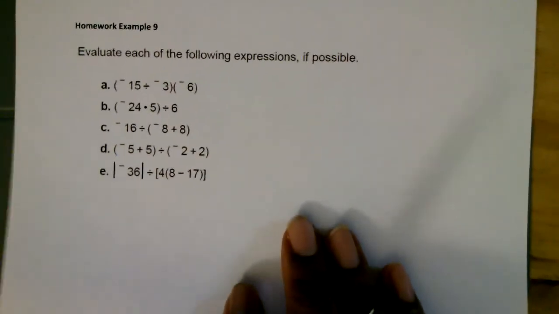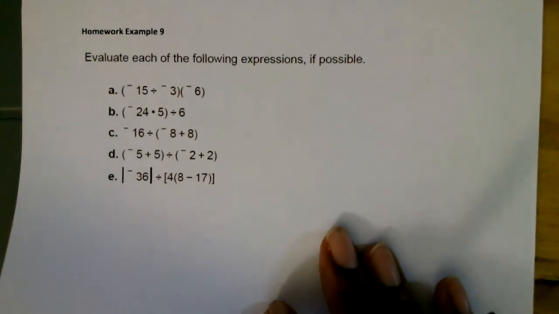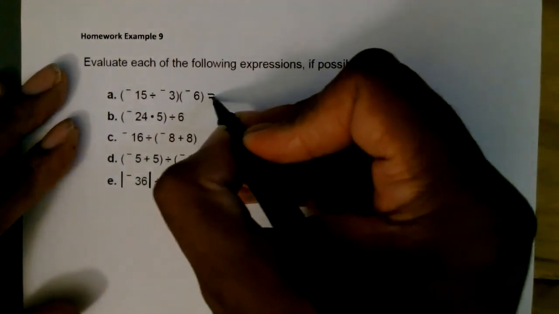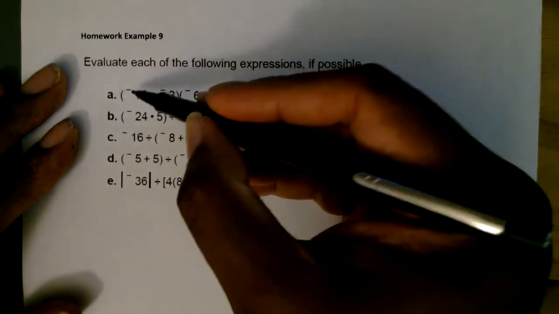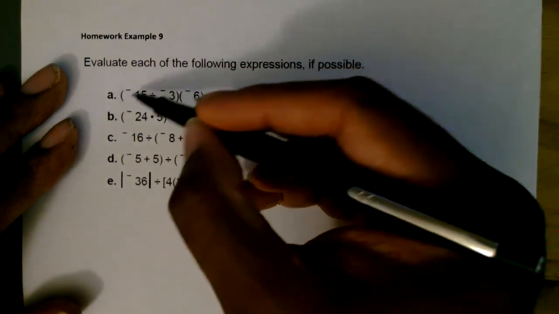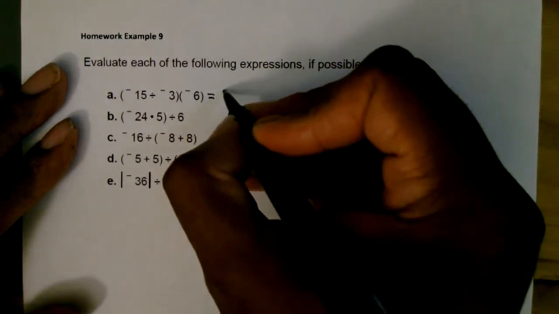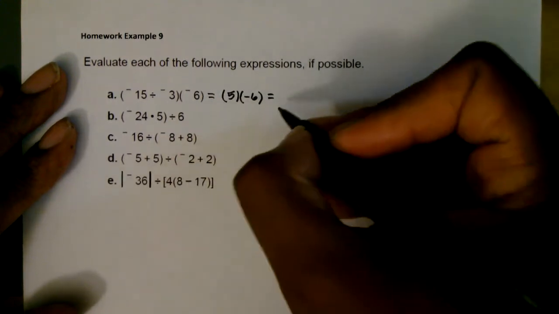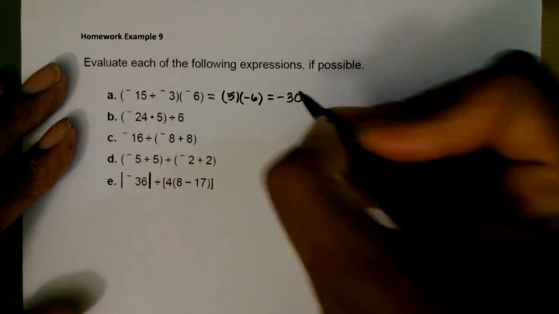All right, and the last set of problems here in this homework example, evaluate each of the following expressions if possible. So let's start off with negative 15 divided by negative 3, that would be multiplied by negative 6. Negative divided by negative is a positive inside this parentheses. So negative 15 divided by negative 3 would be 5. And then 5 times negative 6. We're multiplying two integers with different signs, so it'll be negative 30.